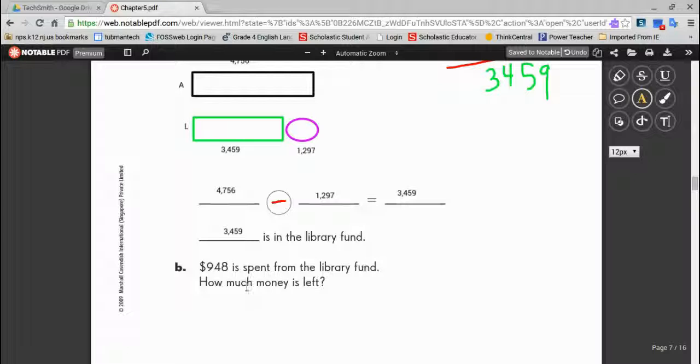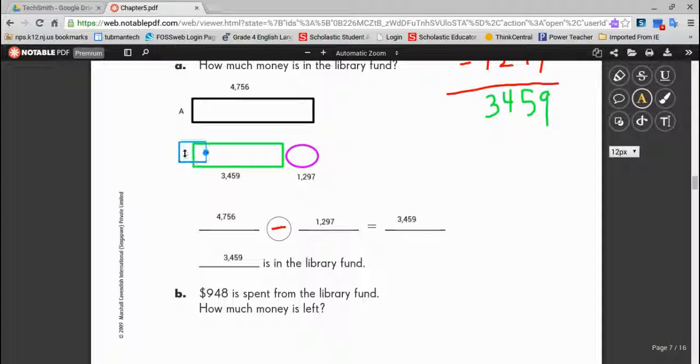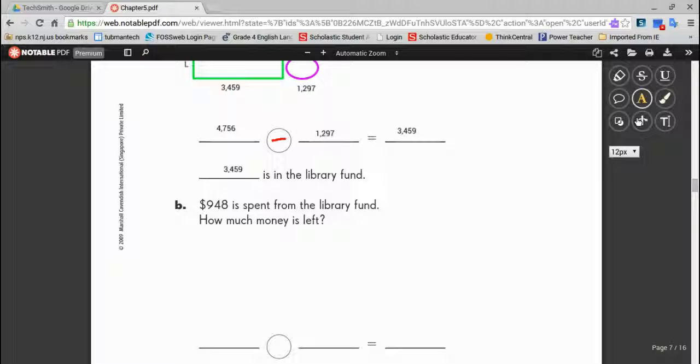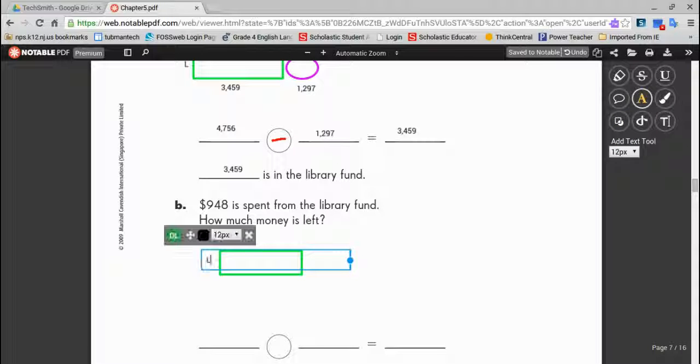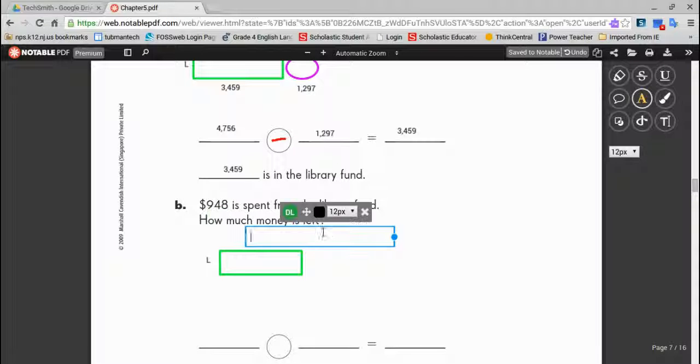Okay. $948 is spent from the library fund. How much money is left? Alright, so I need to know how much is my library fund, which I just found out. So if you forgot, if you look at your bar model, L is library, here's my library fund, and there's $3,459 in it. So all I'm going to do is draw that again. Let's use my same green color. So here we go. I'm going to label that again, L for my library fund. And I know that it has $3,459.